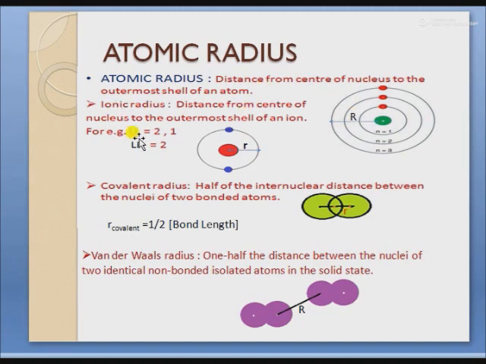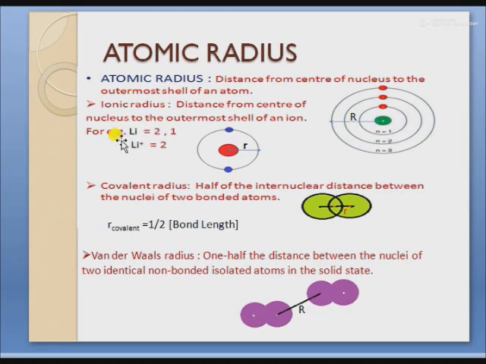Next is the ionic radius. First of all, what is an ion? An ion is a group of atoms or an atom which carries a positive or negative charge. It's called an ion.